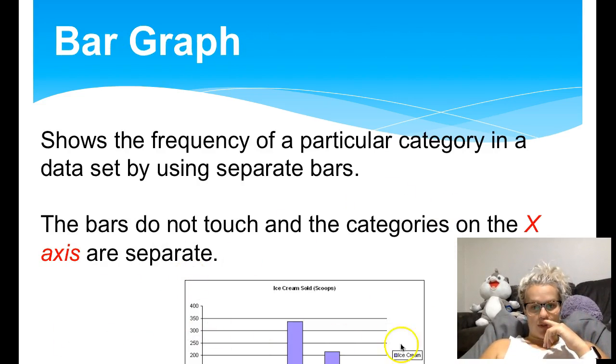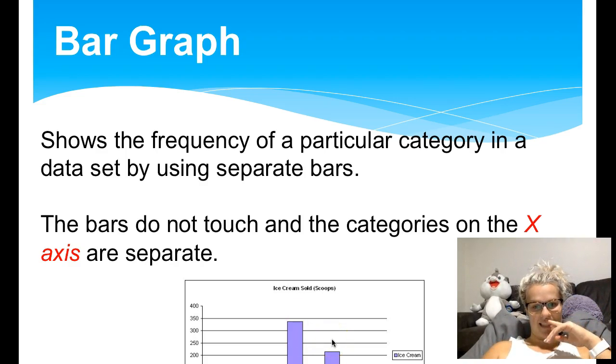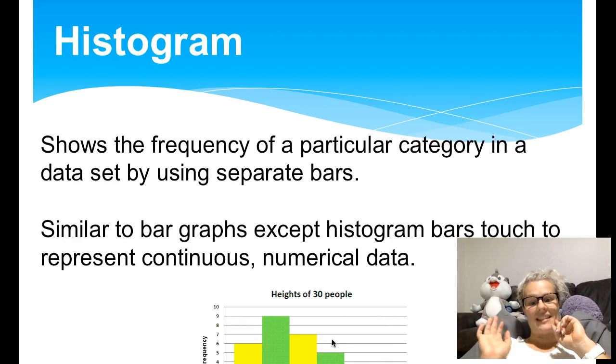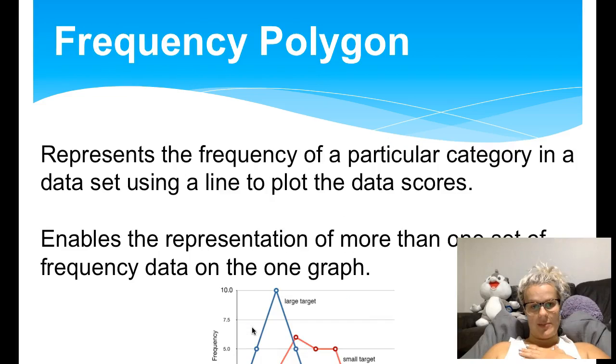Bar graphs we use. So we use bar graphs to show our data when it comes time to doing your investigation report. It shows the frequency of a category, and it has separate bars. The bars don't touch. The categories on the X-axis are separate, because if they are together, then it shows that it is continuous numerical data, that these things along here are continuous, but ours are not, so they're always going to be separate.